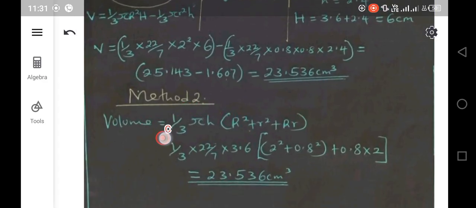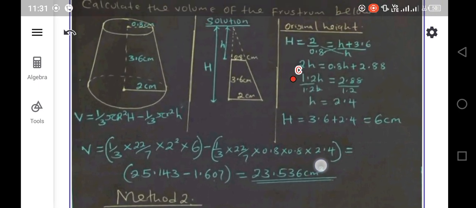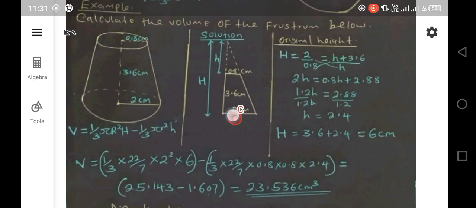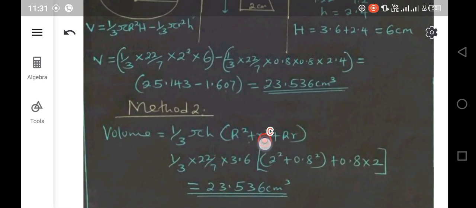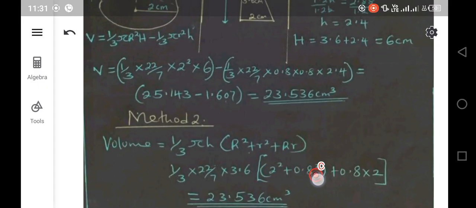Now let's go to method 2. There's a formula that says a third pi h times the bracket r squared plus small r squared plus rr, which means a third times 22/7 times 3.6, and in brackets we have 2 squared, and then 0.8 squared plus 0.8 times 2. So it brings the same answer. Method 1 and method 2 of this particular formula come to the same answer.